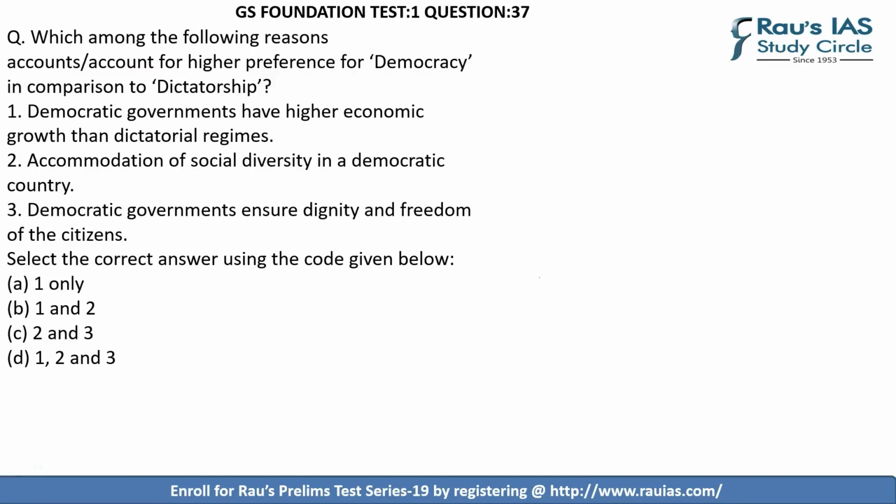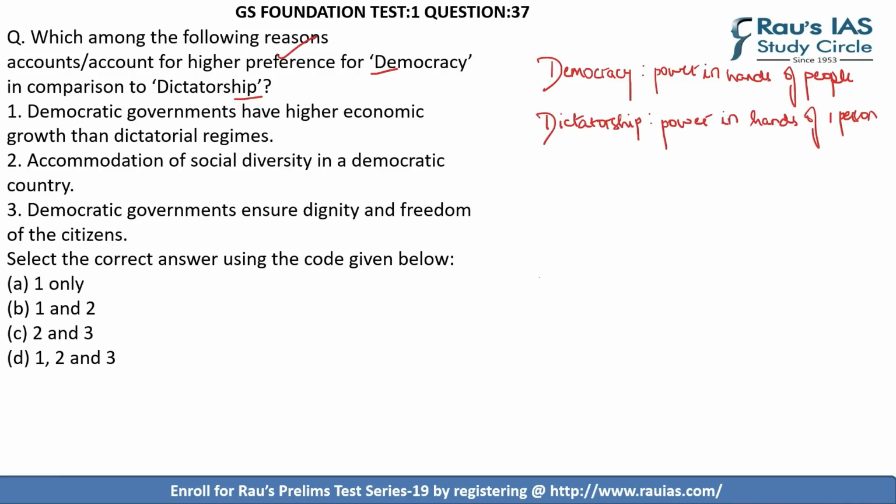Question number 37 contains 3 statements, and we need to identify which among them are the reasons for higher preference for democracy over dictatorship. Now we know that in democracy, the real power lies in the hands of all the citizens because everybody has the power to vote and elect their leader. Dictatorship, on the other hand, refers to the situation under which all the power is in the hands of one person. Now let's come back to the statements.